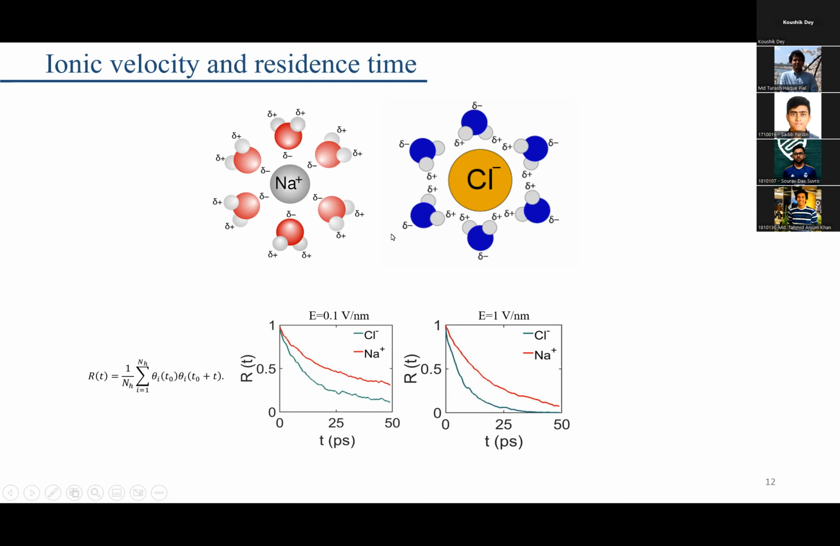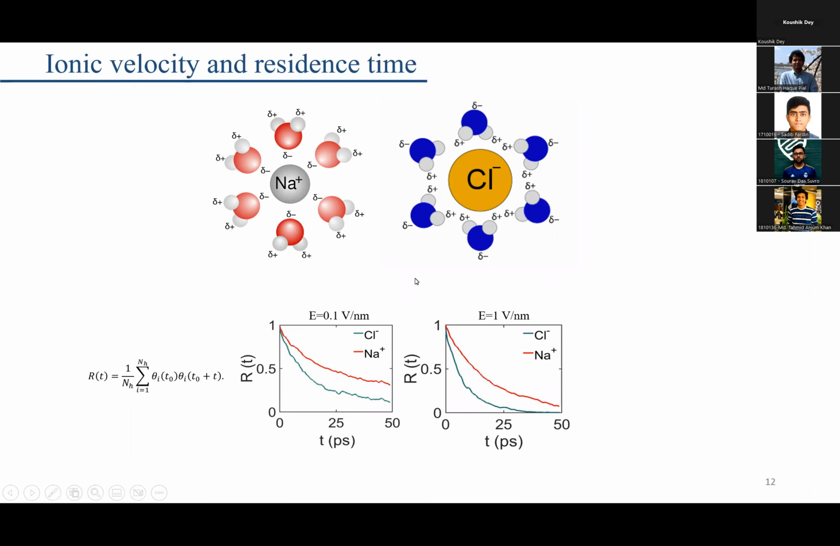As water can follow sodium for longer compared to chlorine, water will flow in the same direction as sodium is flowing, as sodium is dragging more water for a longer time with it than chlorine. So that explains why you are seeing a counterion dominated flow, or sodium ion dominated flow, when you have an equal number of sodium and chlorine. So this is only for sodium and chlorine.